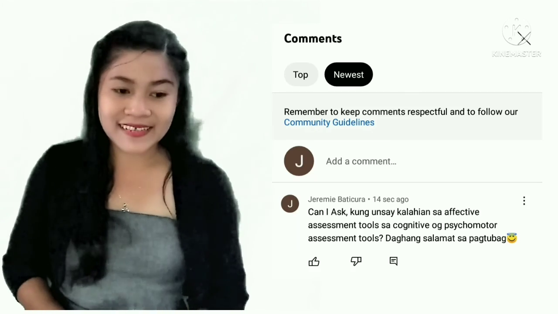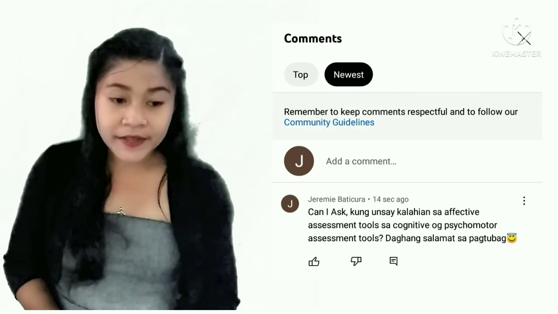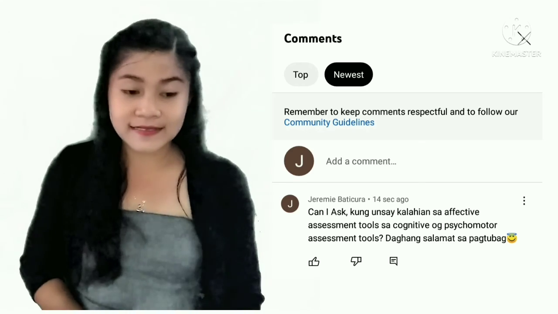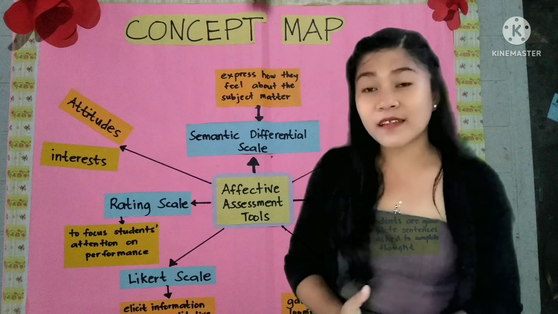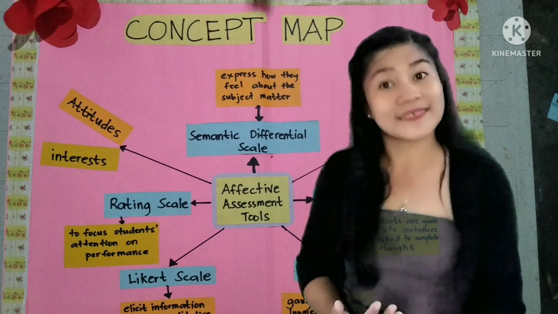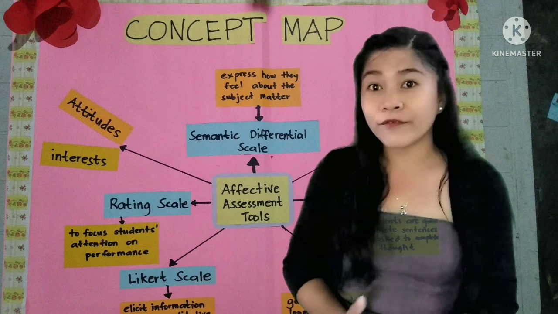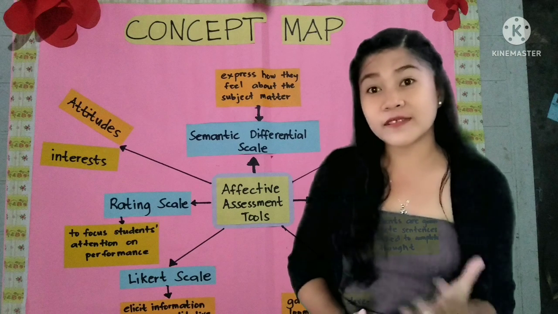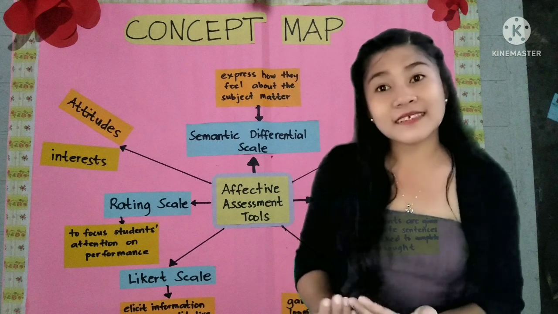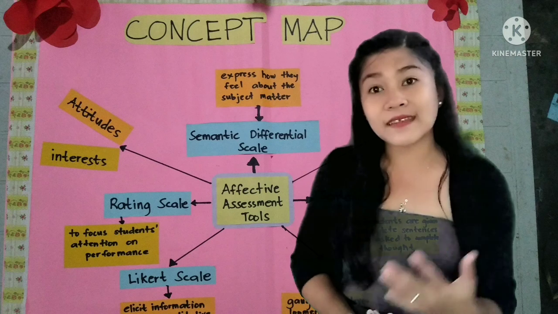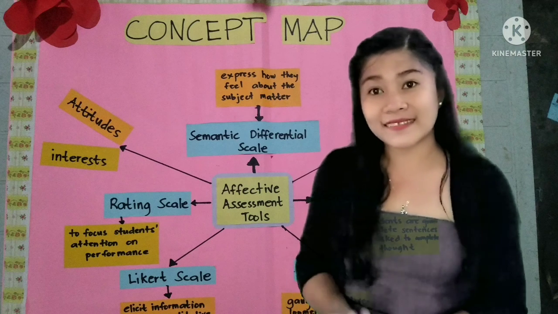So the third question that I saw in the comment section box is, what makes the affective assessment tools different from the cognitive and psychomotor assessment tools? So as I've explained earlier, affective assessment tools are more on assessing the students' attitudes, beliefs, values, and even their self-efficacy in the learning process. So they differ from cognitive assessment tools because cognitive assessment tools focus more on mental processes.